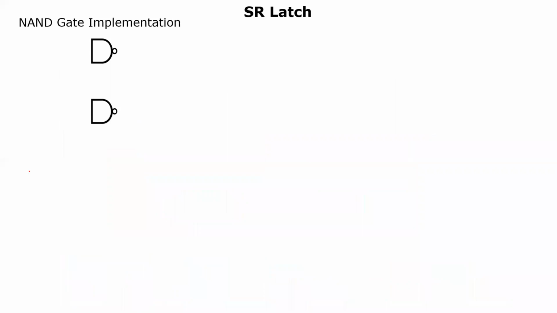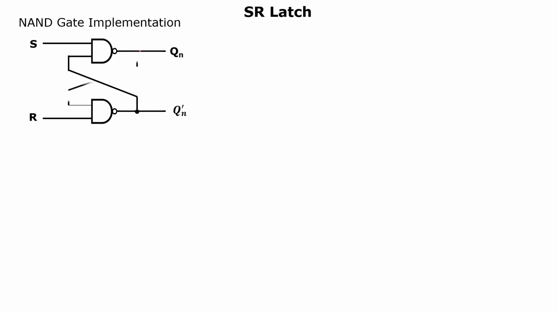First NAND gate and the second NAND gate. The first NAND gate has one input, which is external, and the second NAND gate also has one more input, which is external. The first NAND gate has one output, and the second NAND gate also has one output. The input of the first NAND gate will be S, and the input of the second NAND gate will be R. The output of the second NAND gate will be connected to the first NAND gate as feedback, and the output of the first NAND gate will be connected to the second NAND gate as feedback here.